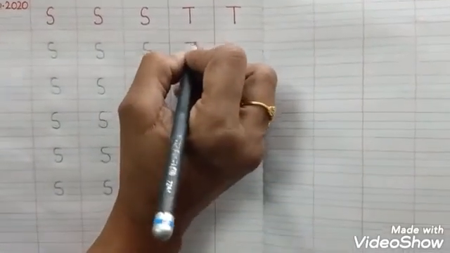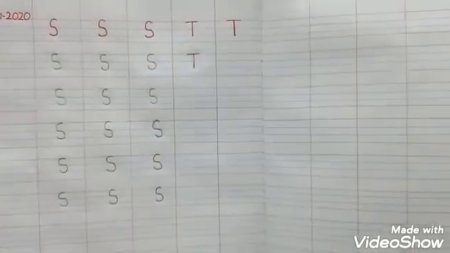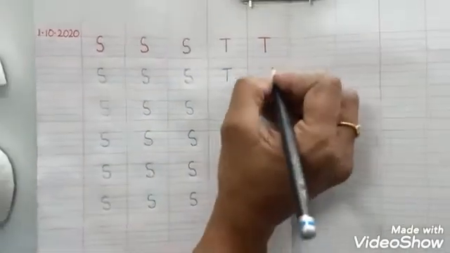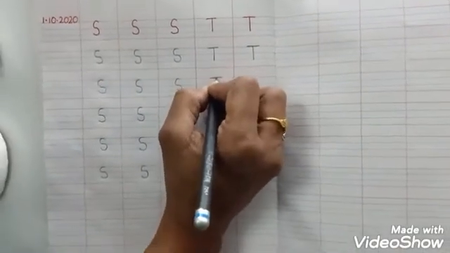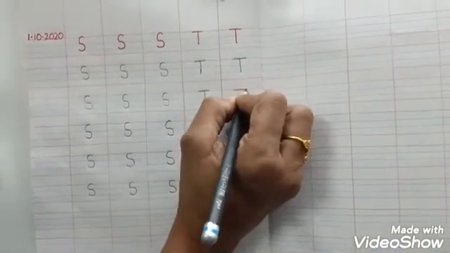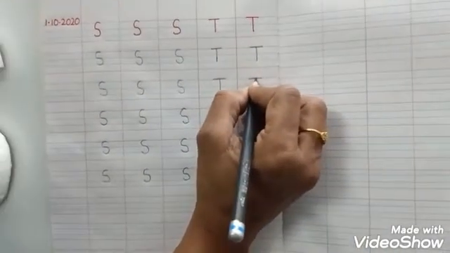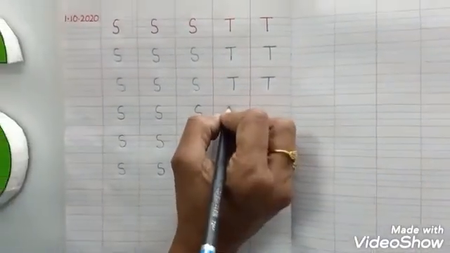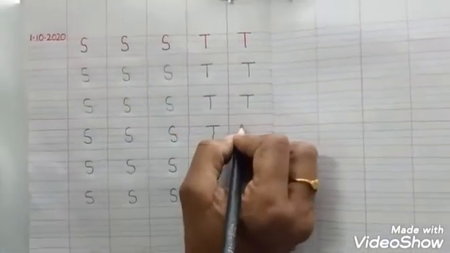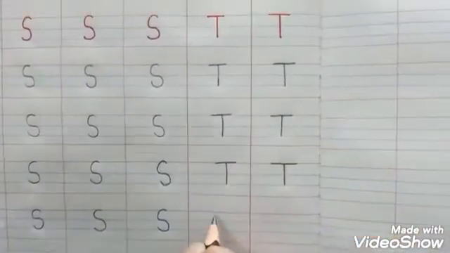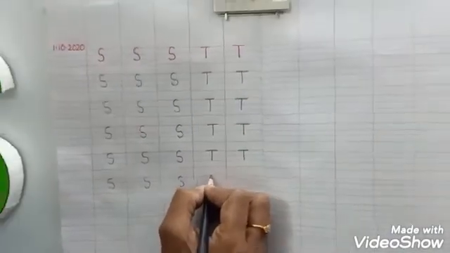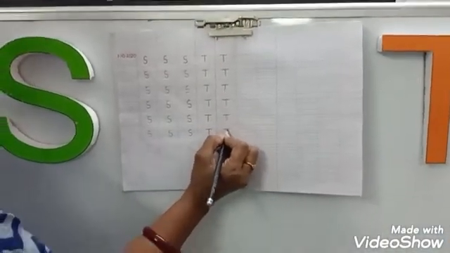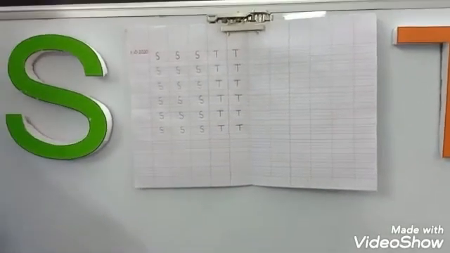Now let me teach you to write letter T. A sleeping line and a standing line from the center. It's so easy to write this letter T. Sleeping line, then from the center, standing line makes a letter T. You should do your work very neatly and send a picture of your work to me, children.